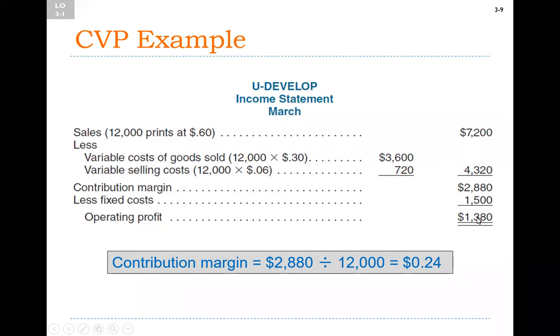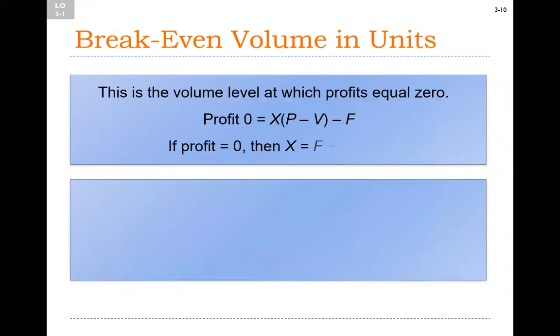We can express contribution margin in terms of dollars, as you see here, that 28,880, in terms of a percentage, or we can even express it in terms of a per unit amount. We're going to see contribution margin expressed in a couple of different ways, and it's really going to help us analyze when we look at this cost volume profit example.